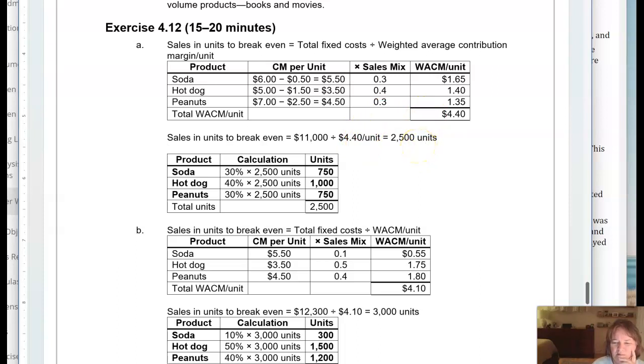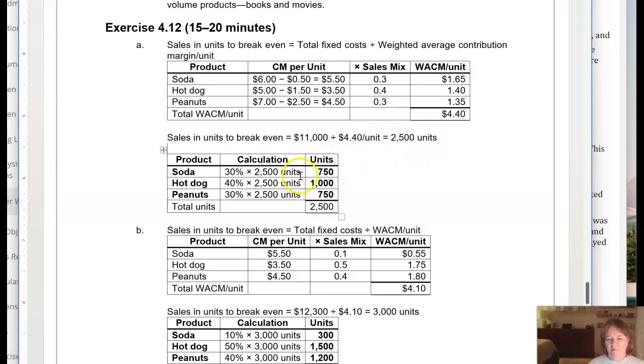Okay. So then here we're back to the soda, hot dog, and peanuts. If my break even is 2,500, then the next question is, how many sodas, hot dogs, and peanuts will we sell? So I'll take the sales mix percentages times the 2,500 units, and that would mean 750 sodas, 1,000 hot dogs, and 750 peanuts. Okay, and there's my total units.